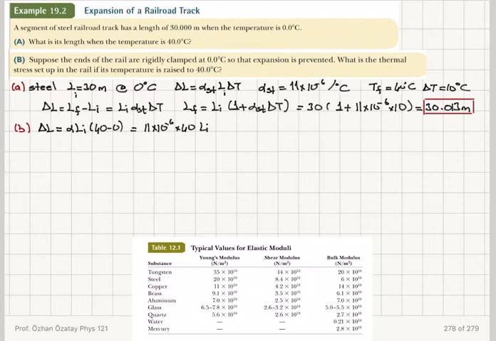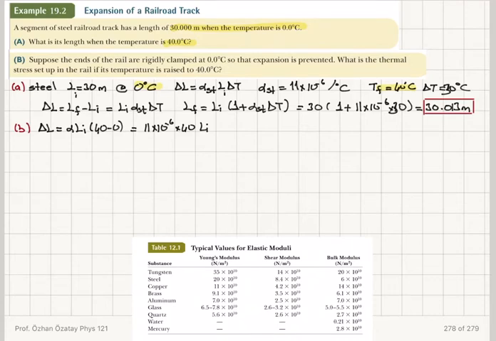Now, however, this expansion is prevented. I noticed that here I made a mistake, because it was raised from 0 degrees C, 30 meters at 0 degrees C to 40 degrees C. Initial temperature is 0, final temperature is 40, so delta T was 30 degrees C. So this is 30, but the answer is correct.